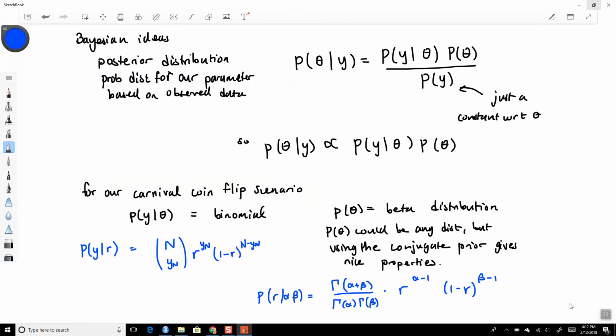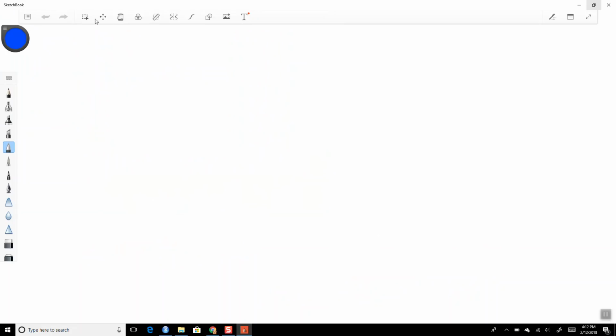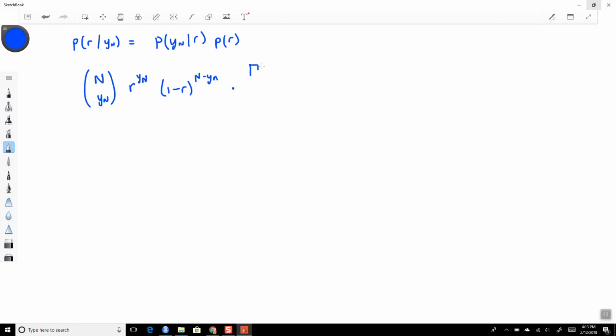Okay, and then so when we combine these, I say the probability of r given our data y sub n is going to be equal to the probability of y sub n given r times the probability of r. This becomes n choose y sub n times r raised to the y sub n times 1 minus r raised to the n minus y sub n times the crazy beta gamma nonsense.